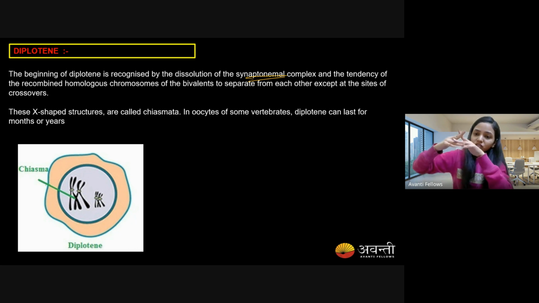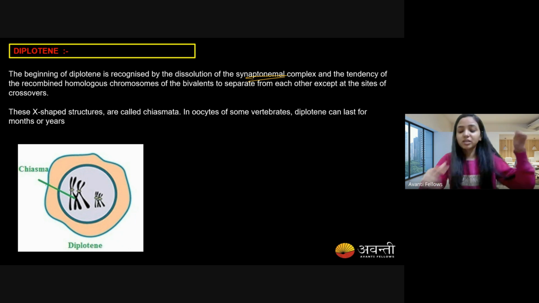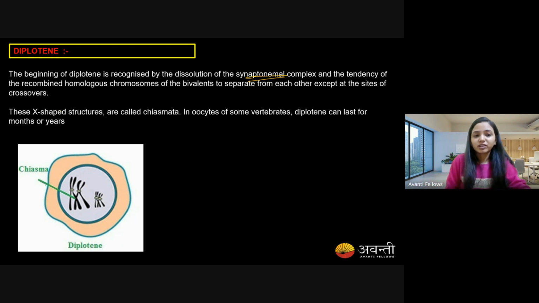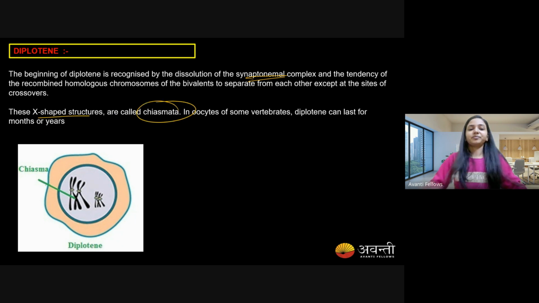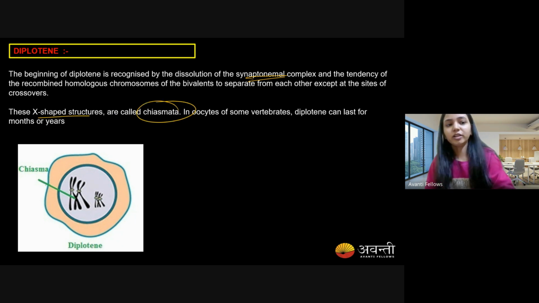तो यहाँ पे कौन सी shape structure बन रहा है? Which shape is making? X shape. And this X shape structure is known as? This X shape structure is known as chiasmata. तो डिप्लोटीन के अंदर क्या होगा? डिप्लोटीन, D for diplotene, D for dissolution. डिसोल्यूशन ऑफ द साइनेप्टोनिमल कॉम्प्लेक्स.